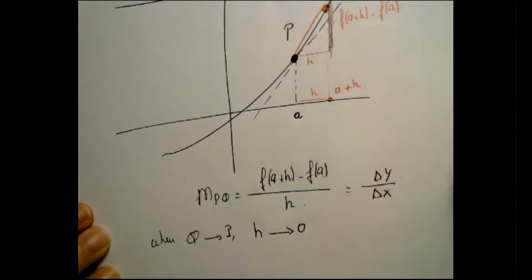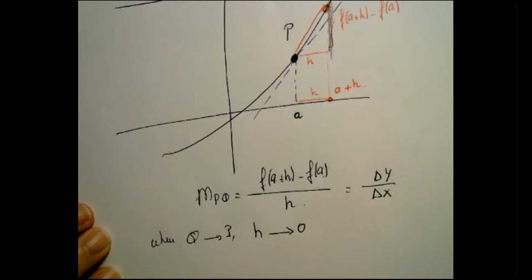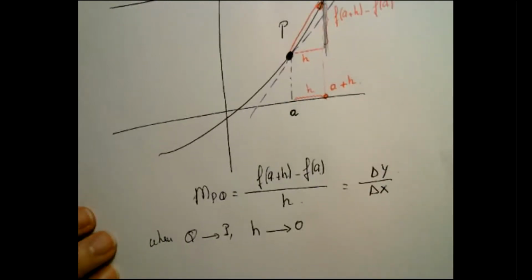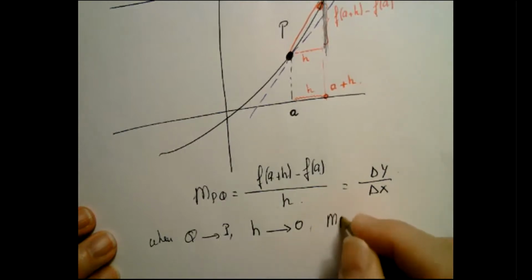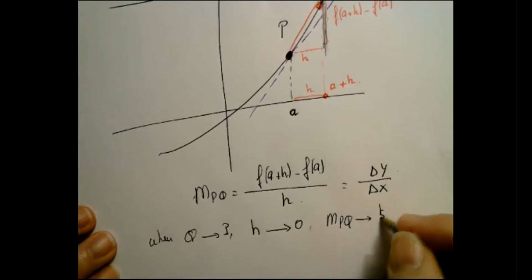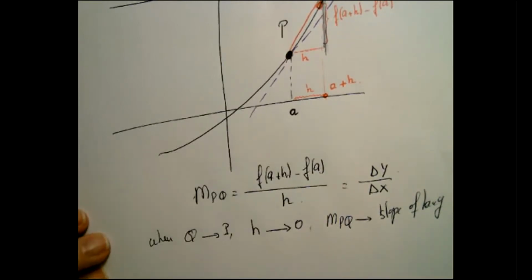So Q becomes close to P when this difference right here is shrinking. The smaller H, the closer Q is to my point P. That's really the picture. So as Q becomes close to P, H becomes close to 0, and the slope of PQ becomes close to the slope of the tangent line. So here's the definition of the slope.